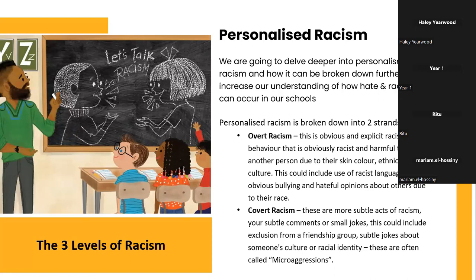So personalized racism. We're going to delve deeper into this now because this can be broken down into two different strands. I want you to think about how this can occur in our schools. So we've got overt racism, and this is obvious and explicit. This is behavior that's clearly racist or harmful due to another person being racist towards someone for their skin color, their ethnicity, or their culture. And this can be racial slurs, racist language, obvious bullying, and hateful opinions about others due to their race. And then we have covert racism. This is very subtle. So this is exclusion from friendship groups. This is little subtle comments about someone's culture, their racial identity, their accent, and these are called microaggressions.